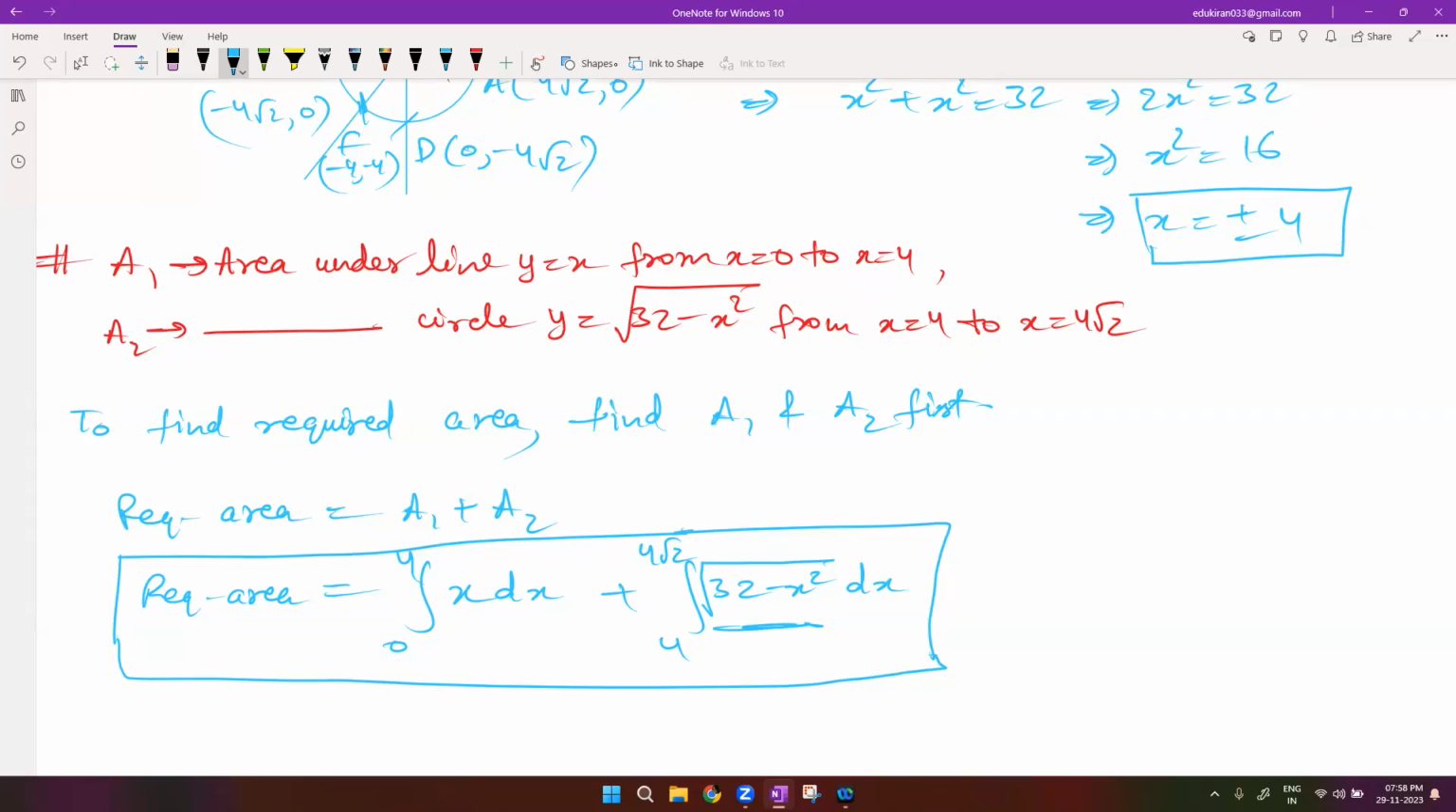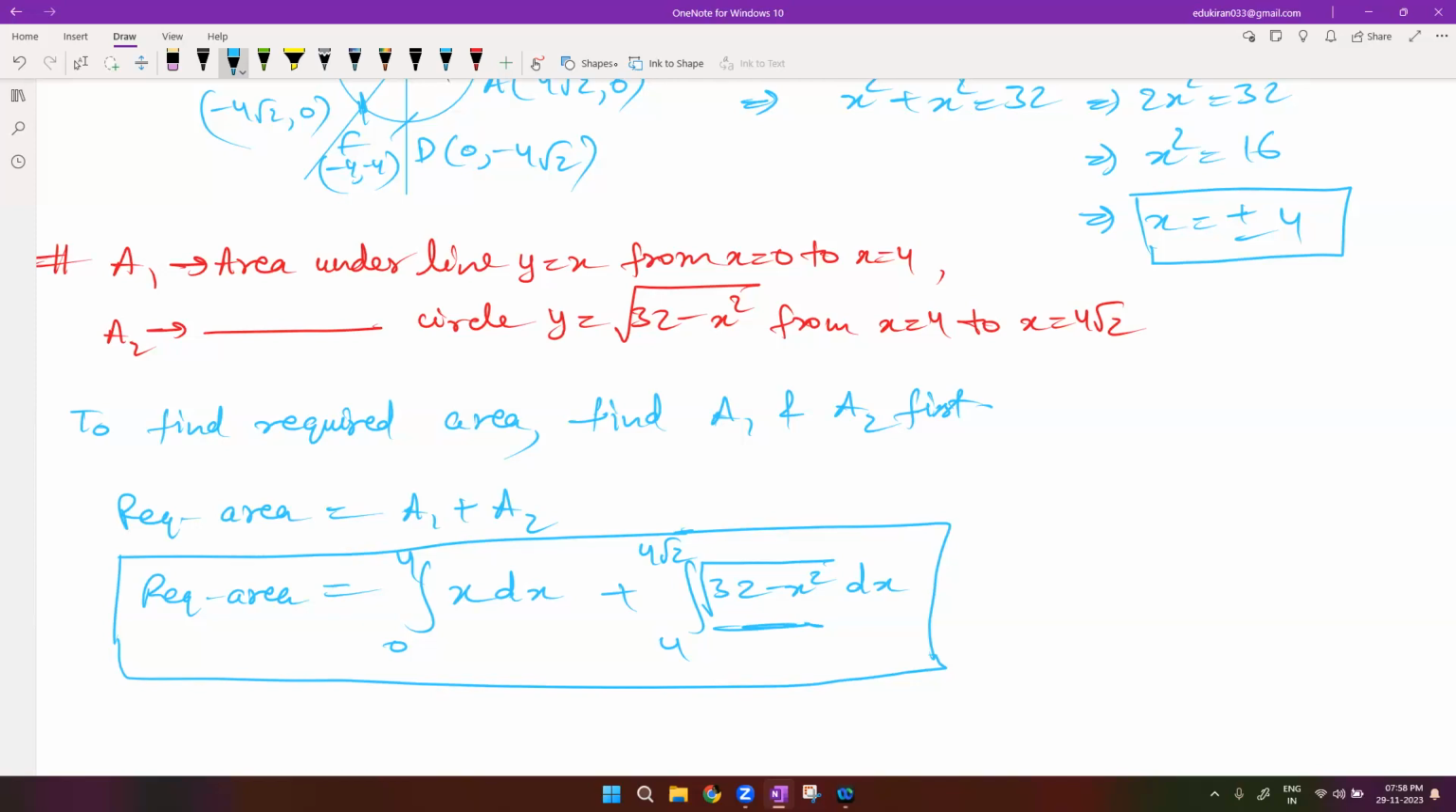Then the second type of question. In the second type, you will be given a line and you will be given a curve. Then you will find the area between that line and curve, and maybe with some axis or some combination of these. Then the third type of question, which we haven't solved yet, is not the toughest one, but the calculation will be more.